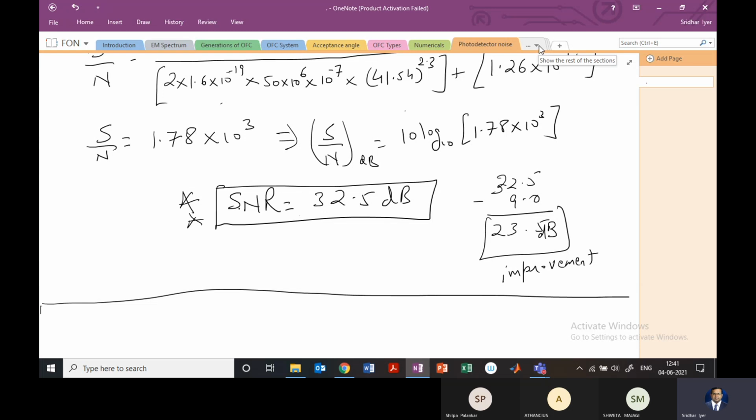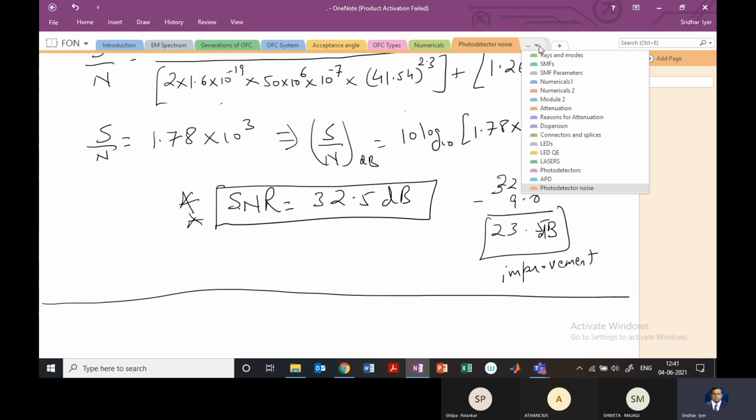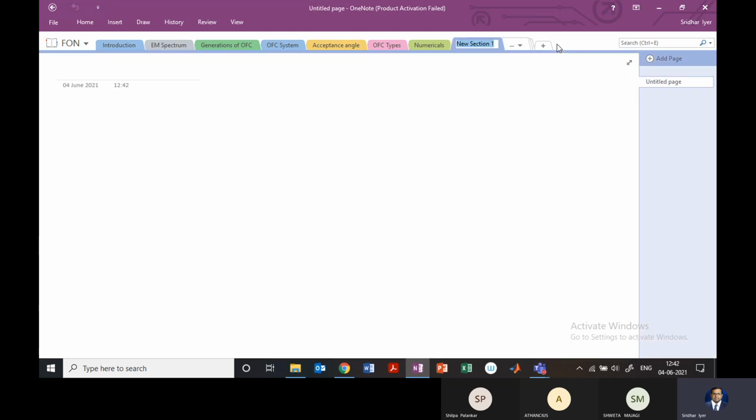So in the case of noise, from the exam point of view, they will definitely ask you the signal to noise ratio. They will surely be asking what are the different noises which you could have, and you could have numericals based on this. So now let's look at the optical receiver.